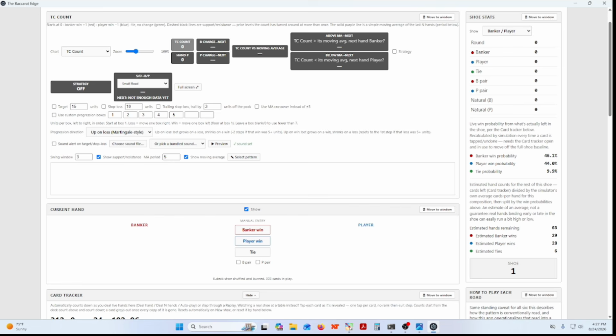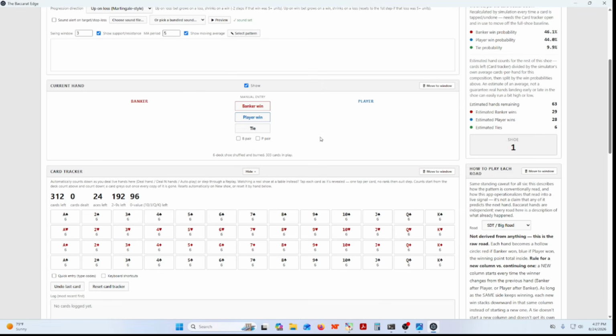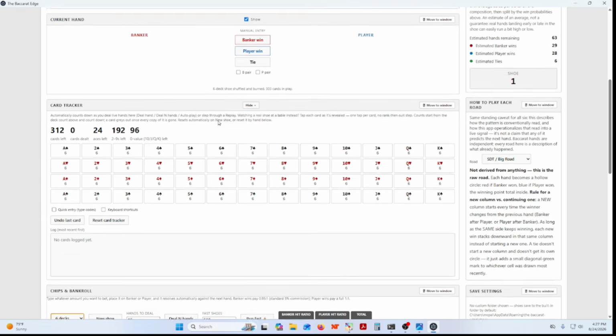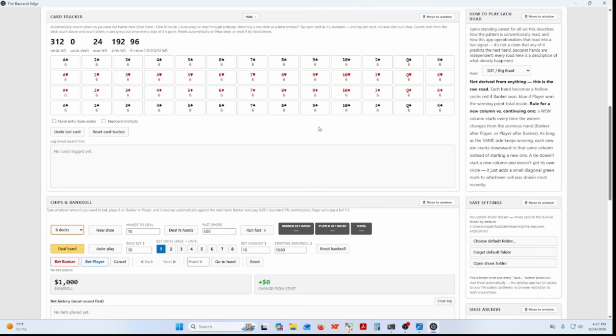So let's get back to this software. Each time a hand is done playing, or a round is done playing, I'll call it a hand, these statistics update hand by hand. Okay. This is my card tracker.